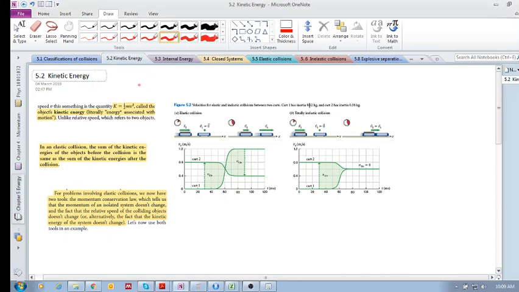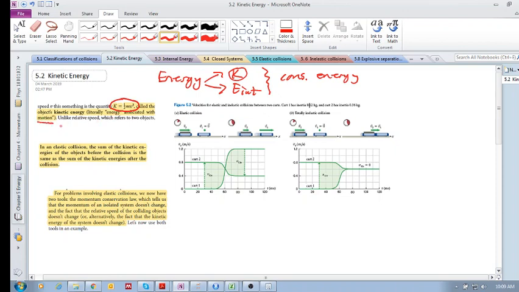Okay, so in the previous video, we spoke about energy, and specifically we're going to study kinetic energy and internal energy, and we're going to see how these relate to each other to eventually give us the conservation of energy. But now we're going to look at the first one, which is kinetic energy, and we know that kinetic energy is given by half mv squared, and it is literally energy associated with the motion of an object.